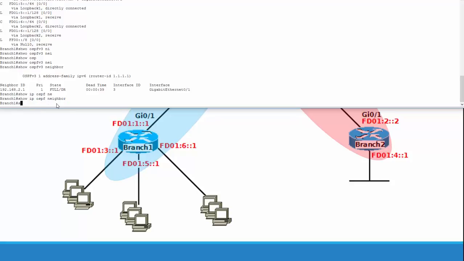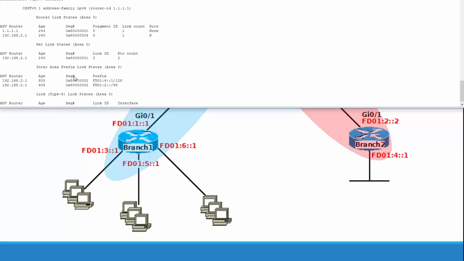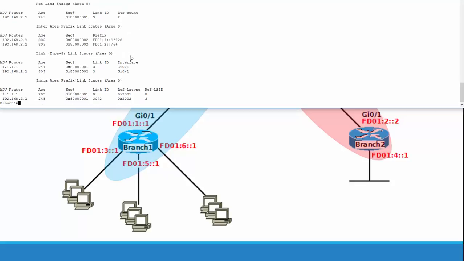Now let's go ahead and do a show database. And here we can go ahead and see a router ID, the address family we're running, and all of our various database information.